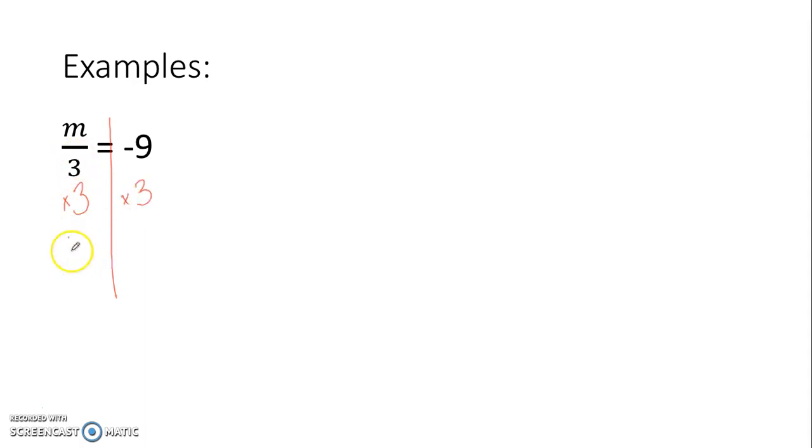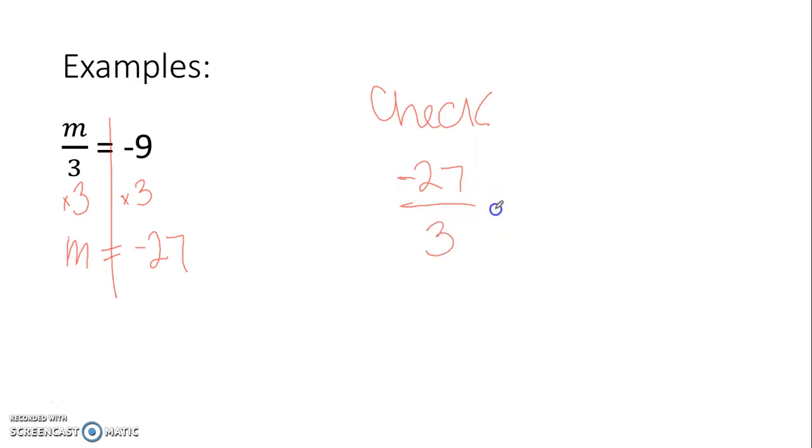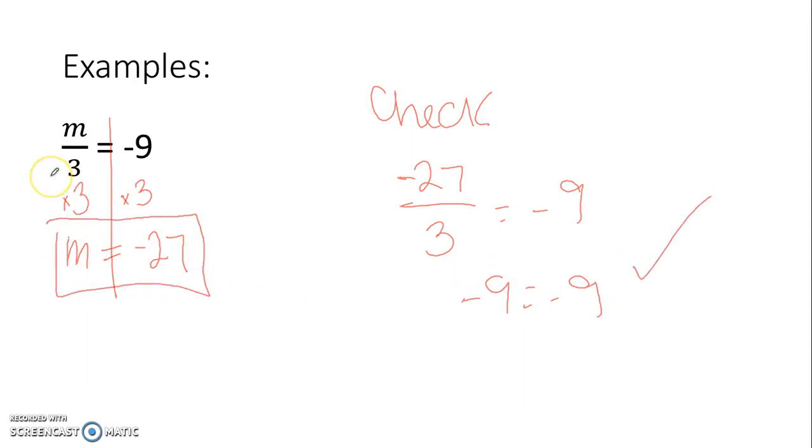The division and the multiplication cancel out, so m is equal to negative 9 times 3. So negative 9 times 3 is negative 27. Let's plug that in to check. Negative 27 divided by 3 is, in fact, negative 9. So it checks out. We know that m is equal to negative 27.